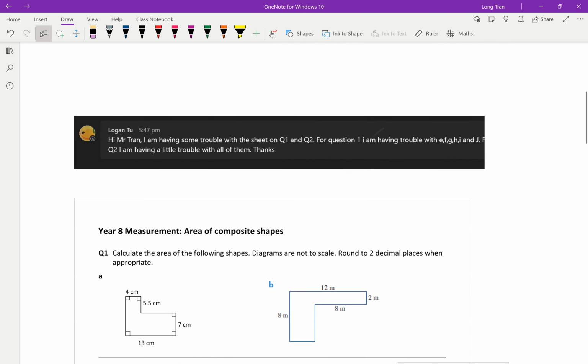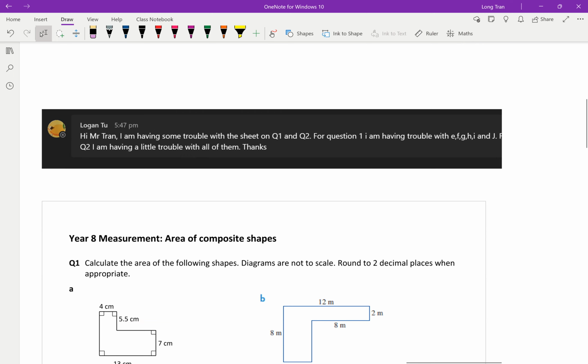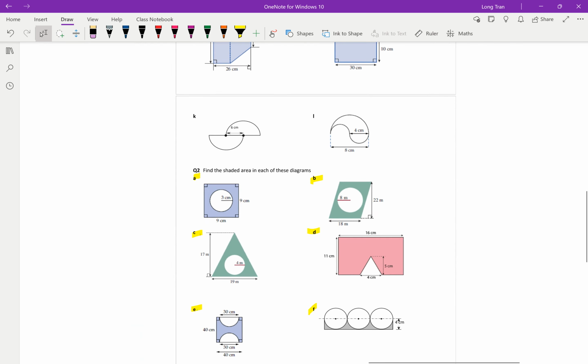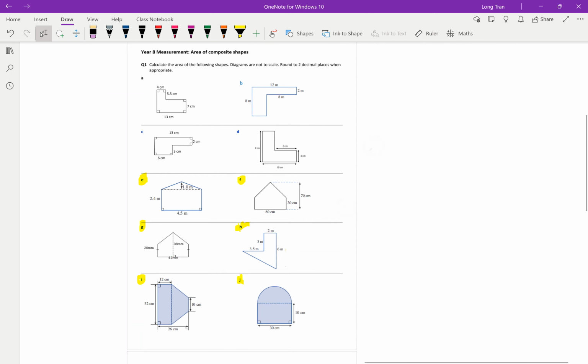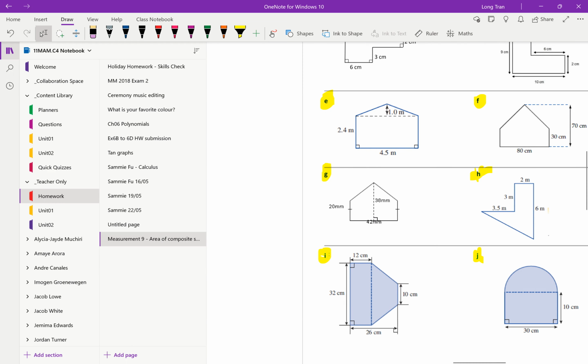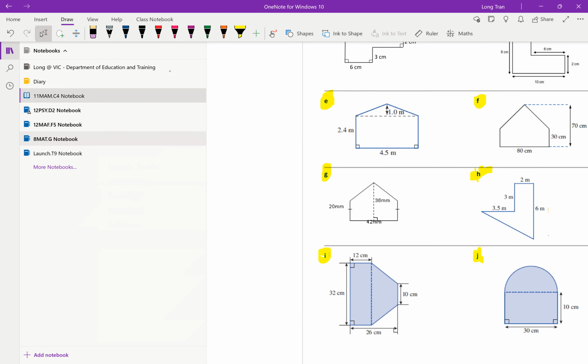I can see that you're asking for 1 EFGHIJ and then pretty much all of question 2. So that's most of the sheet. So let's do this together. What I'll need you to do is in your notes, I want you to have a page where you can see all of the formulas.